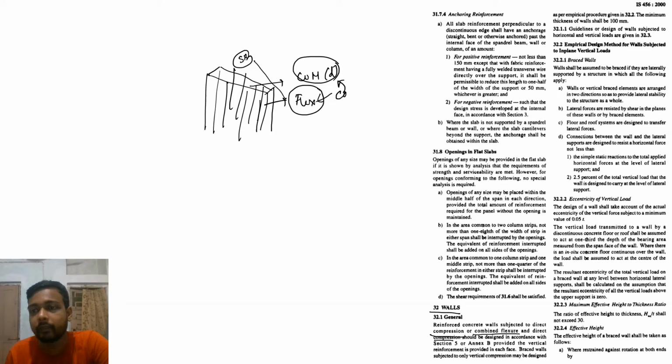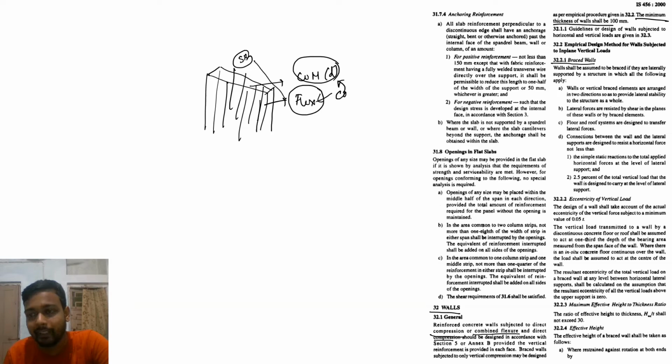The minimum thickness, this is a very vital note. Minimum thickness of the wall shall be 100 mm. So if you do a reinforced wall, then the minimum thickness is 100 mm, that is 4 inch in the side wall. Okay. Now we talk about the braced wall.